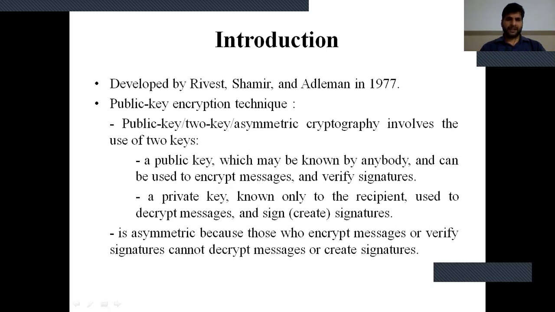In the public key encryption technique, asymmetric cryptography is involved, which uses two keys. First, a public key, which may be known by anybody and can be used to encrypt messages and verify signatures. Second, a private key, known only to the recipient, used to decrypt messages and create signatures. So in asymmetric cryptography, those who encrypt messages or verify signatures cannot decrypt messages or create signatures.